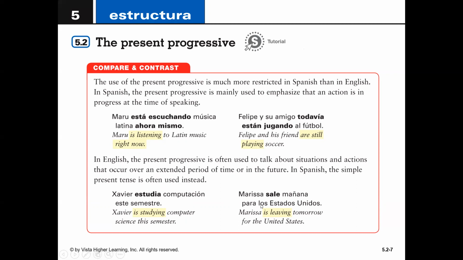Or Marisa sale mañana para los Estados Unidos. So this is referring to the future. Whereas in English, we might say Marisa is leaving tomorrow for the United States. So just something to keep in mind.